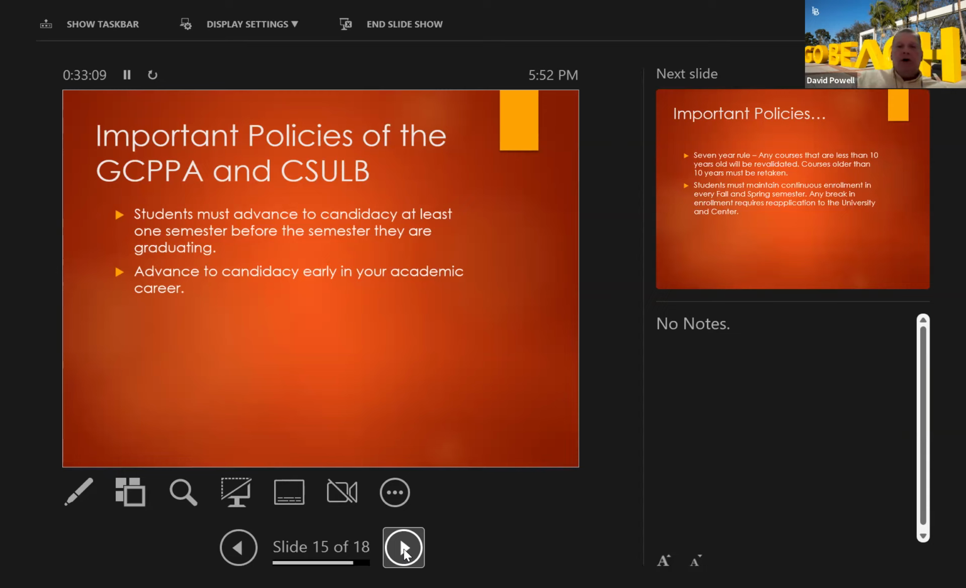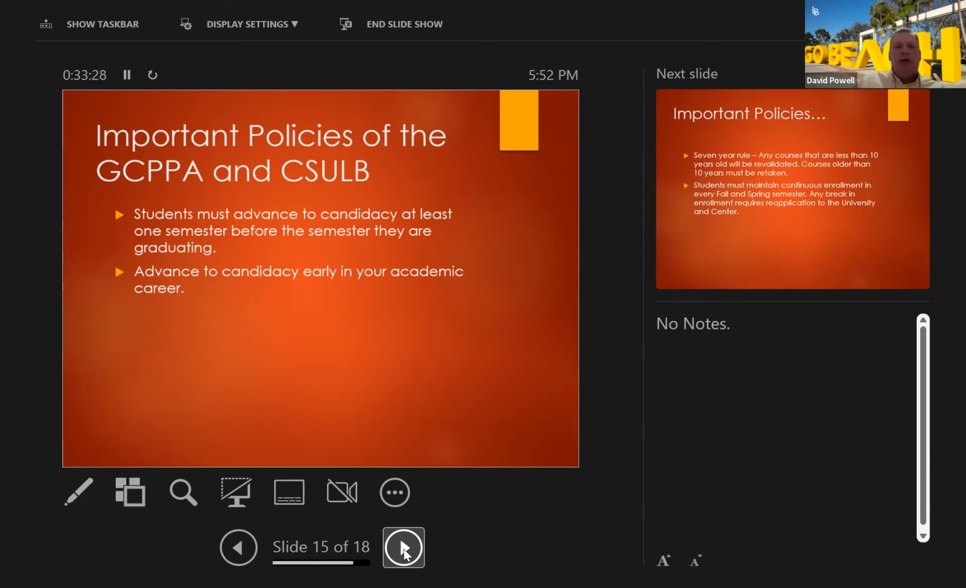During my time as chair, I dealt with a lot of issues, trying to help people graduate, because CSULB is a bureaucracy, and as any large bureaucracy, it's got a lot of rules and a lot of regulations, and sometimes we can run afoul unintentionally of some of those rules and regulations.